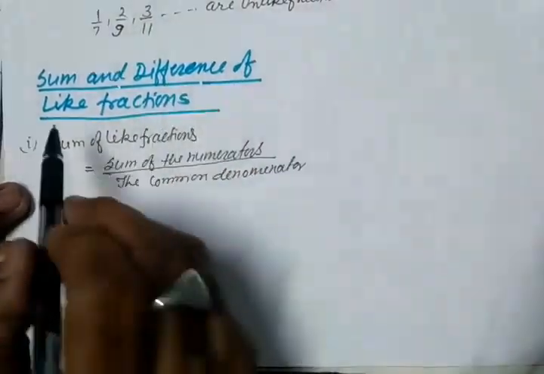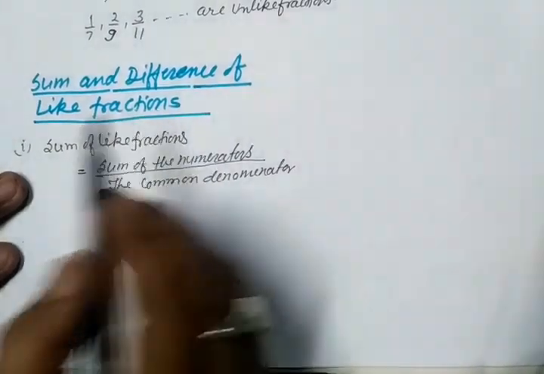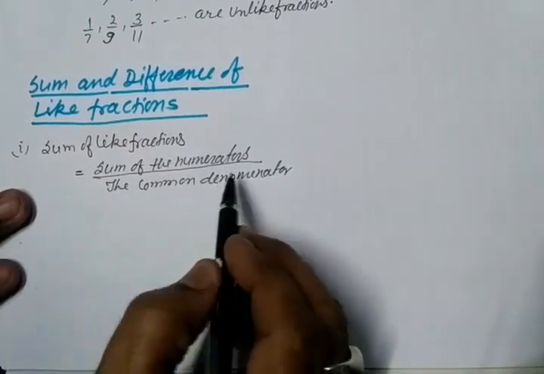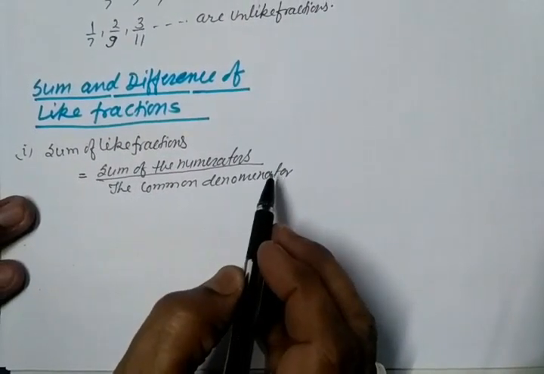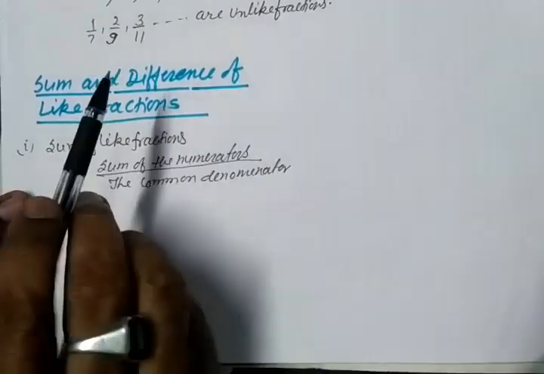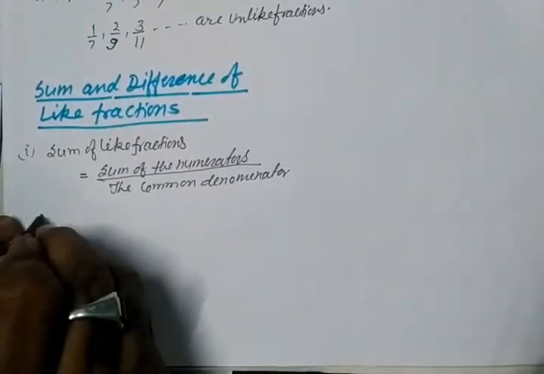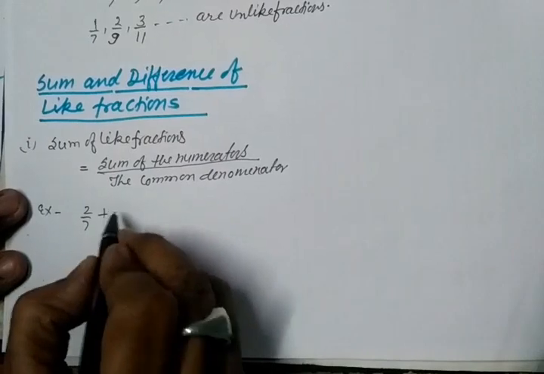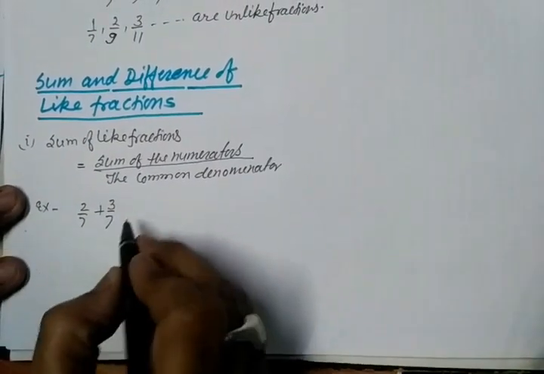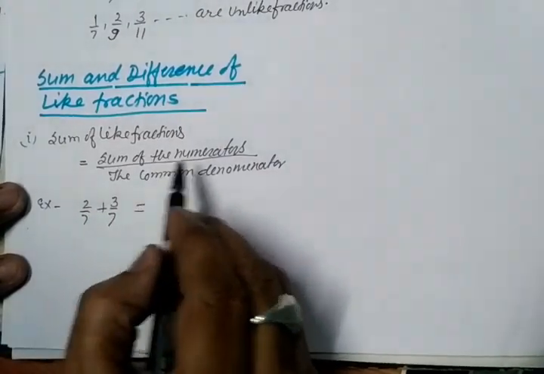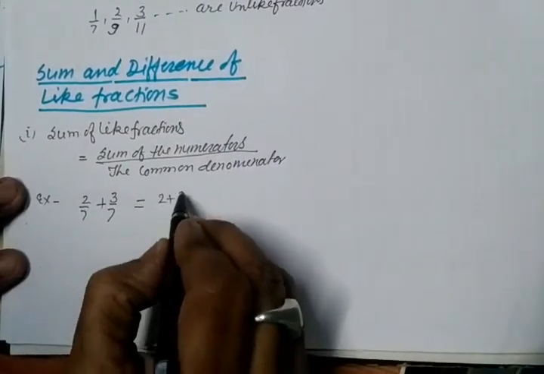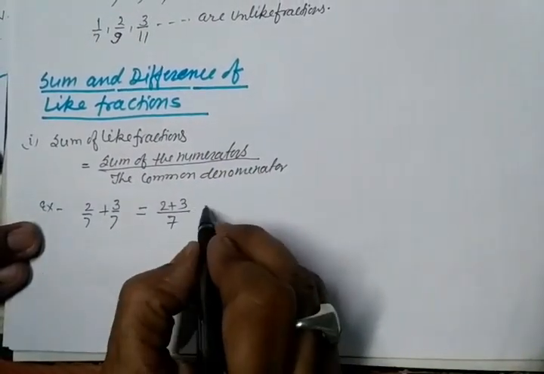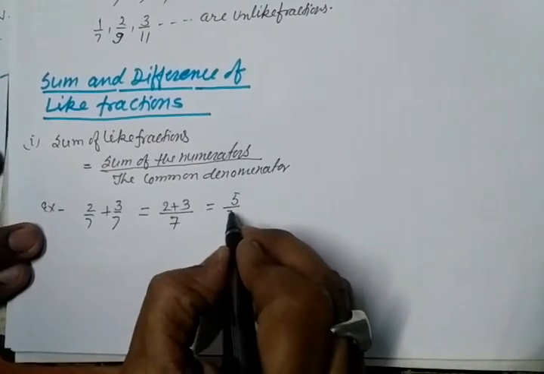Sum and difference of like fractions. The sum of like fractions is equal to the sum of the numerators upon the common denominator. We know that in like fractions the denominators are the same. As an example, 2 upon 7 plus 3 upon 7 is equal to the sum of the numerators 2 plus 3 upon the common denominator, that is 7, equal to 5 upon 7.